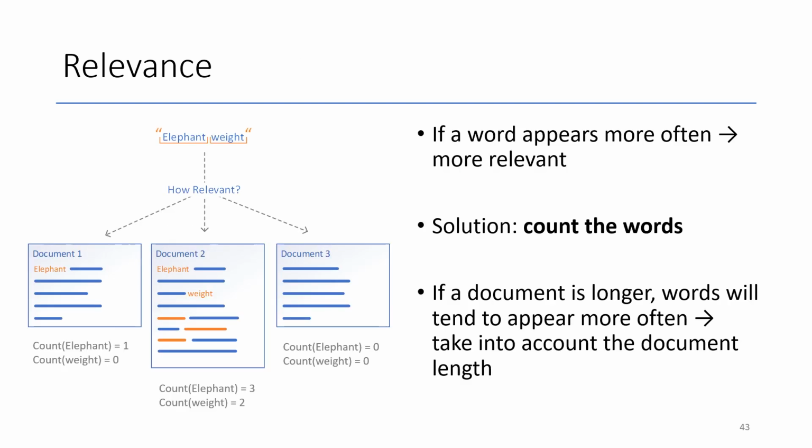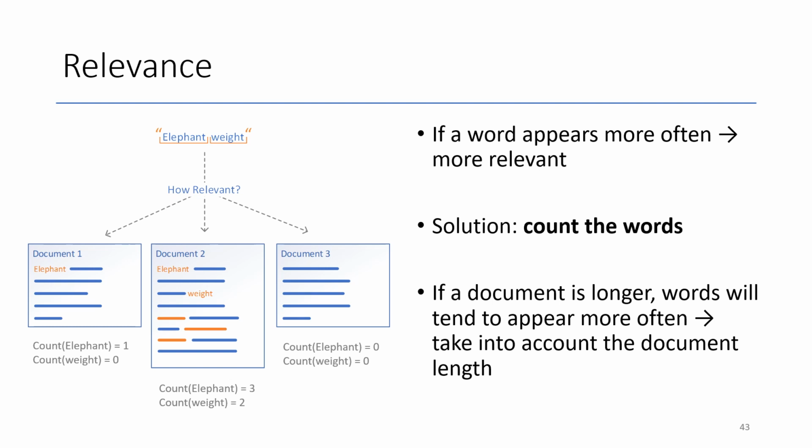Let's recall our relevance intuition from before. So if a word appears more often, it is more relevant. And the solution we are coming up with is to count the words, right? So with our search algorithm, we are good on that part. Basically, we are able to efficiently count the words in the documents once during the inverted index creation phase, and now during query, we only look at the statistics.